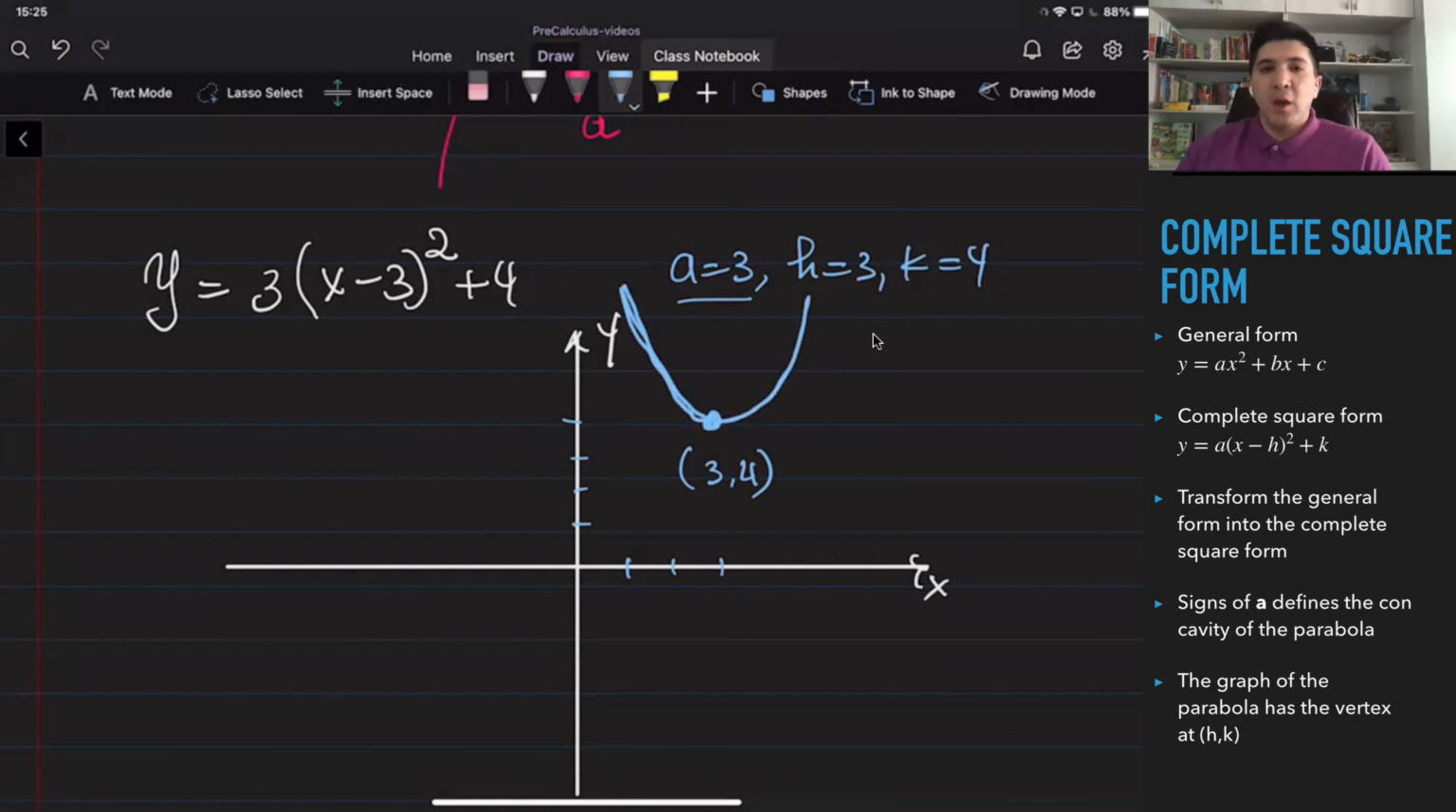So we've learned how to bring a general form of a quadratic function into this complete square form, and we've learned that we need this form because it makes our life much easier to sketch the graph of the parabolas. In our next lectures, we're going to discuss how the graph of the parabolas can help us to solve practical problems.